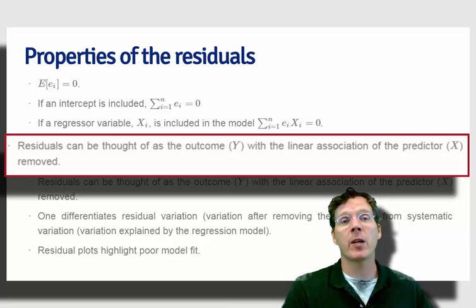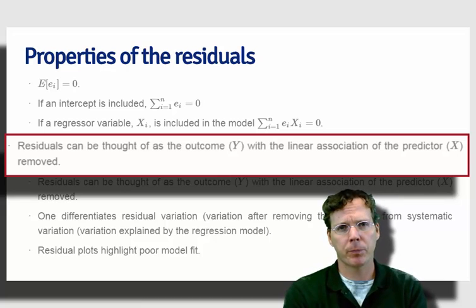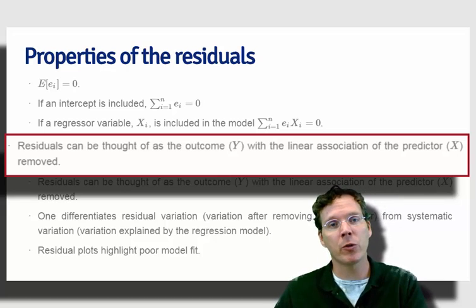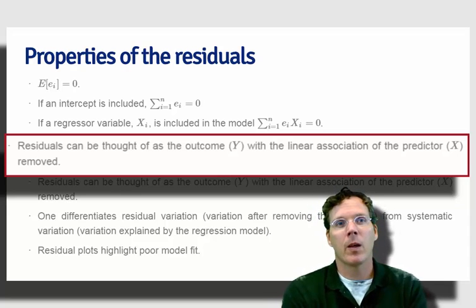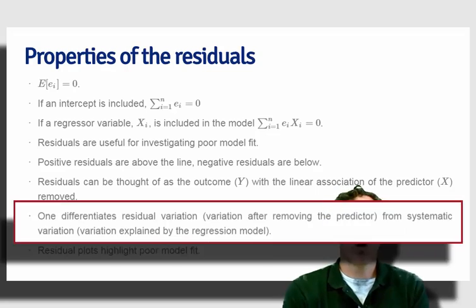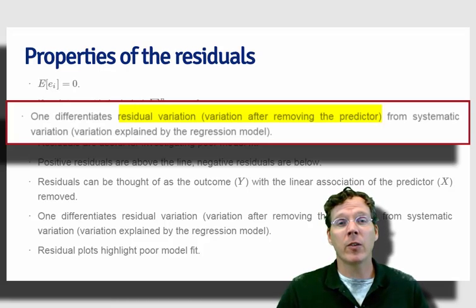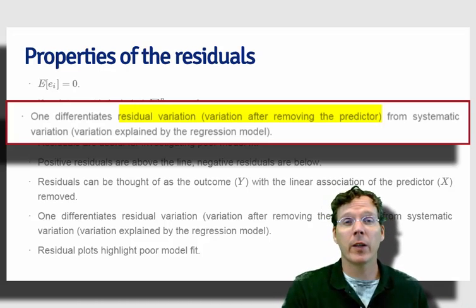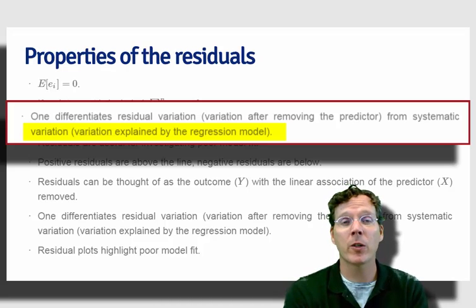So it's very common to take residuals and carry them forward in a later analysis where you want to think of them as the new outcome having removed the predictor. But of course, remember, if you do linear regression, you're only removing the linear component of the predictor. So one should differentiate between residual variation, which is variation that is left over after the explanatory variable has been accounted for in a linear fashion, from systematic variation, which is variation explained by the regression model.